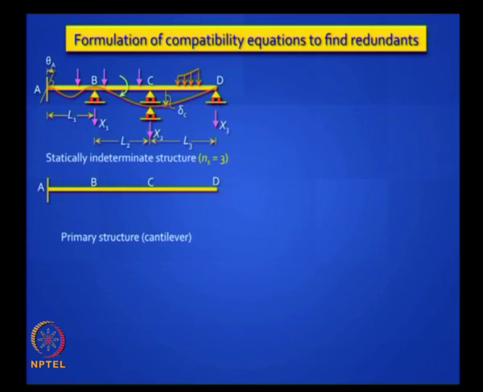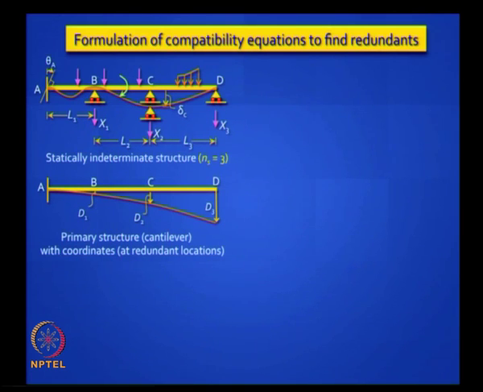Now this is your primary structure. You have released the constraints at B, C and D. You have got a cantilever, and this can deflect, and the deflection that you get at B conjugate with your chosen coordinate 1 is D1. Deflection at C downward is D2. Deflection at D downward is D3, right? Now you know the answers to D1, D2, D3. They are not 0, not all of them are 0. What is D1?